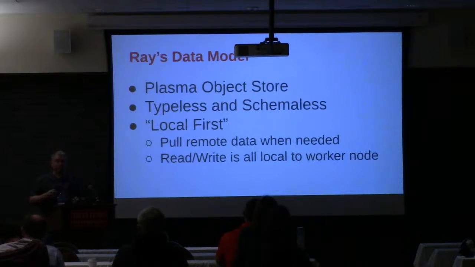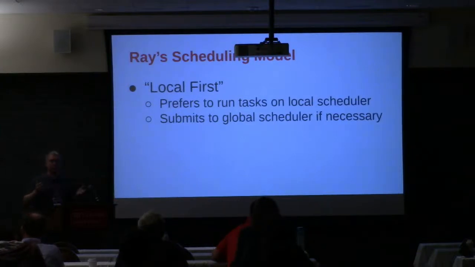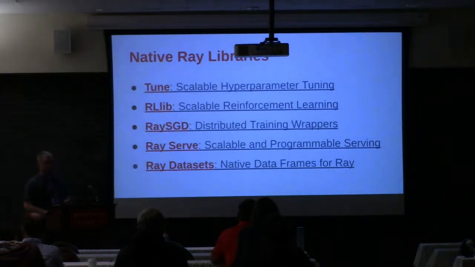It is designed to be local first, which is to say if you have a computation that's using data, it will look to see if the data is available locally first before it pulls. And so, as long as things are staged properly, it can be quite efficient. Ray's scheduling model is similar. It will try to execute the functions you give it locally first. It only submits to the global scheduler if it can't service a compute and has to try to do it somewhere else.